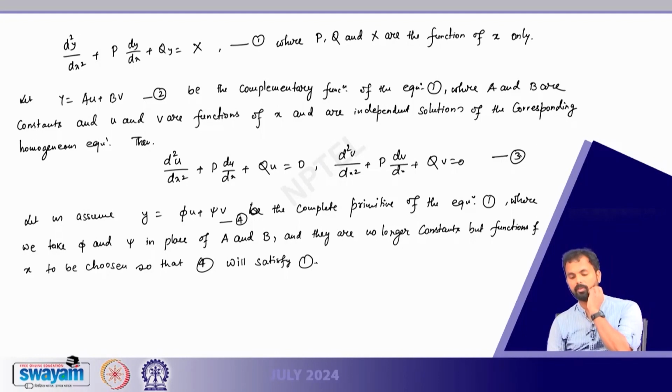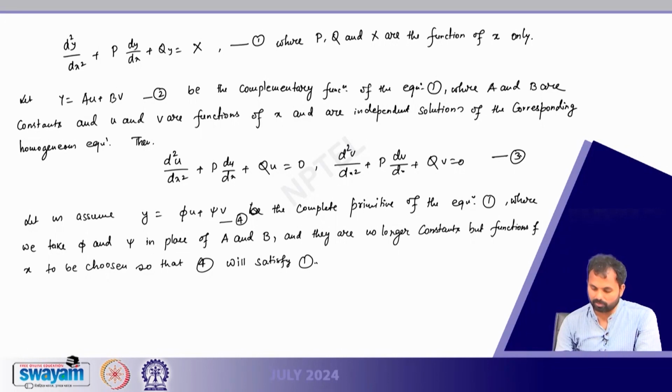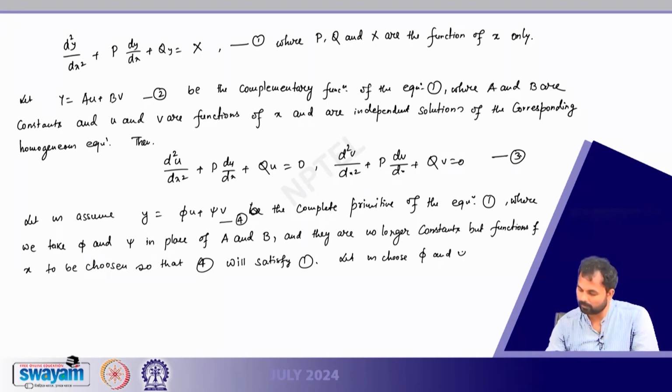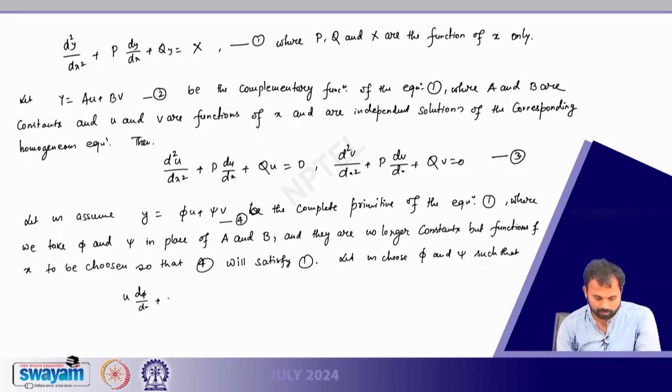So we have to determine phi and psi such that phi u plus psi v will be the complete solution of our given equation 1. So let us choose phi and psi such that u into d phi by dx plus v into d psi by dx equals 0. This is equation number 5.